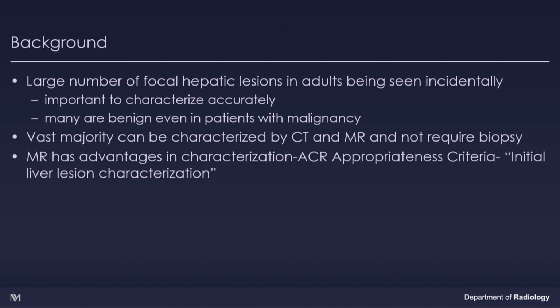As background, as we all know, there's a large number of focal hepatic lesions in adults that we see incidentally, but it's important as radiologists for us to be able to characterize these accurately. Many are benign, even in patients who have known malignancy, and I feel like the vast majority of them, we can certainly characterize using CT and MR and avoid having to do a biopsy. MR in a lot of cases may have advantages in characterizing these lesions, especially if you look for the presence of fat or for other features.